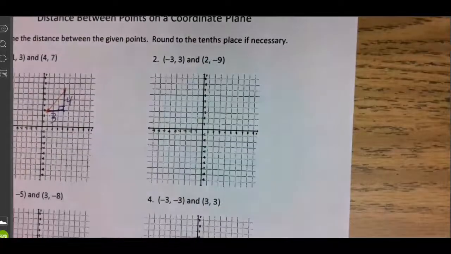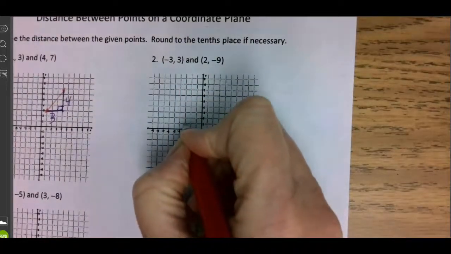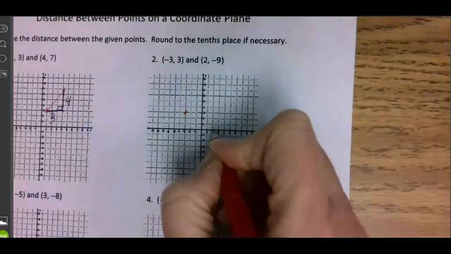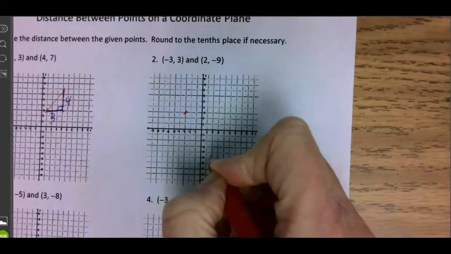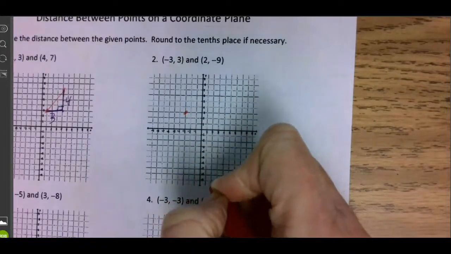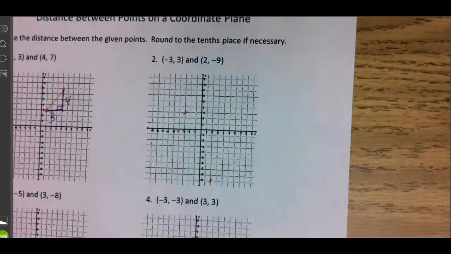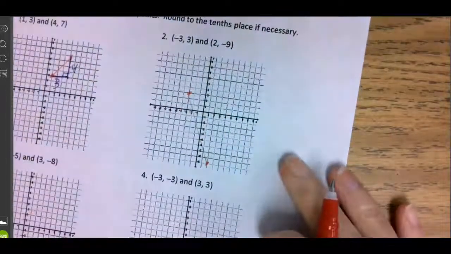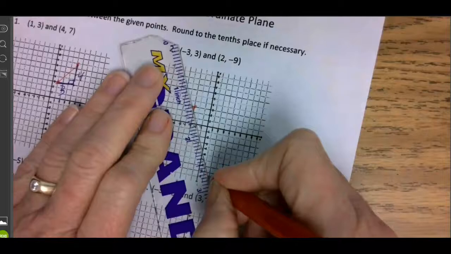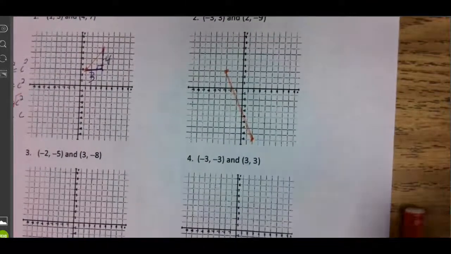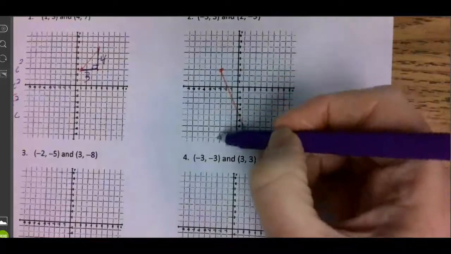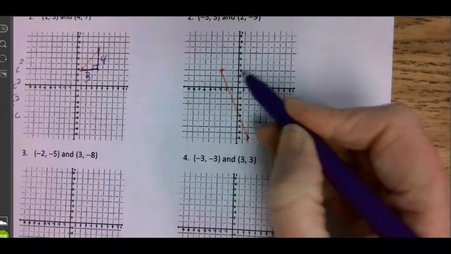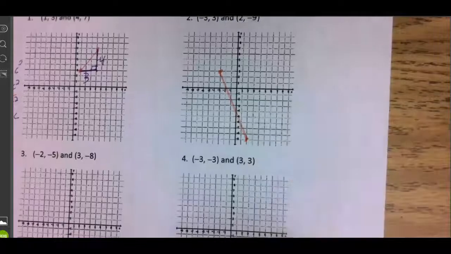Okay, so let's look at number 2. We're going to plot the points (-3, 3) and (2, -9). Okay, so we want to find that distance right here, between these 2 points. So you have to make the right triangle. Now here's the cool thing. You can make your right triangle be right here, or you can make your right triangle be right here. It does not matter.